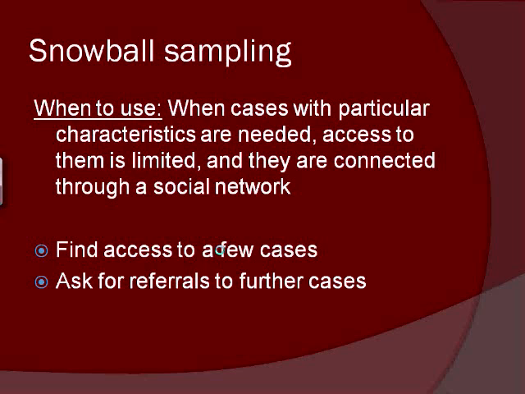So what happens is your sample grows like a snowball through referrals from people who already completed your study to new people who might be interested, and in turn those people, after completing your study, might refer you to further people. So all you need to do in snowball sampling is initially find access to just a few cases, just a few people, and then from there on, ask them for referrals to further individuals.